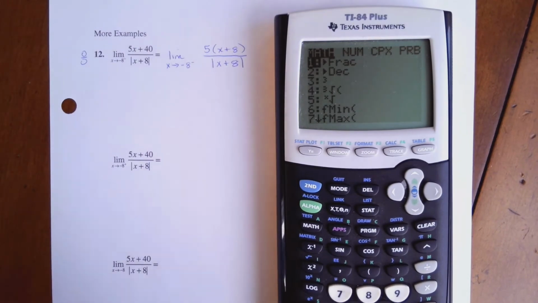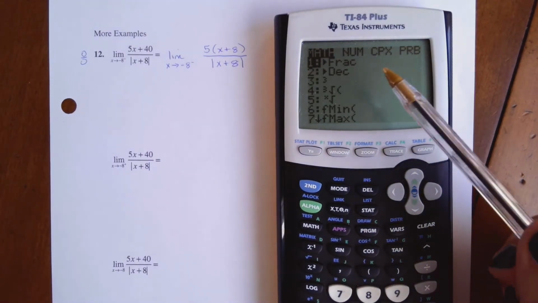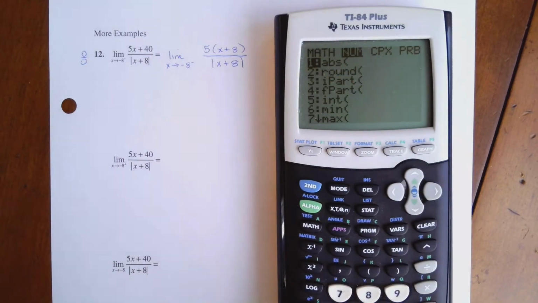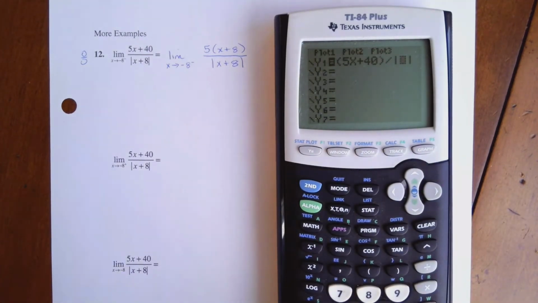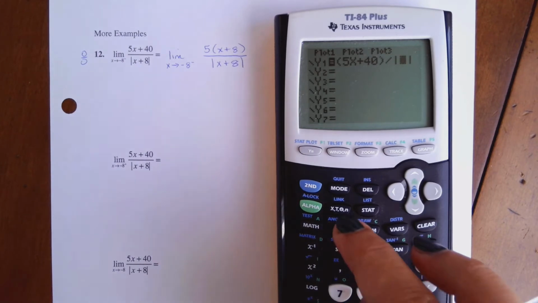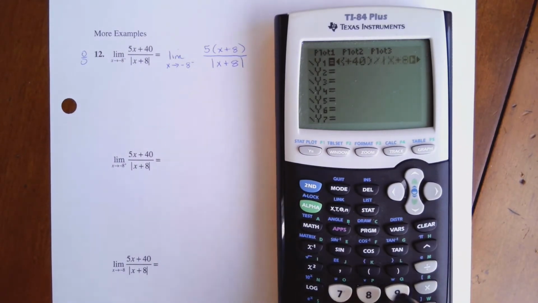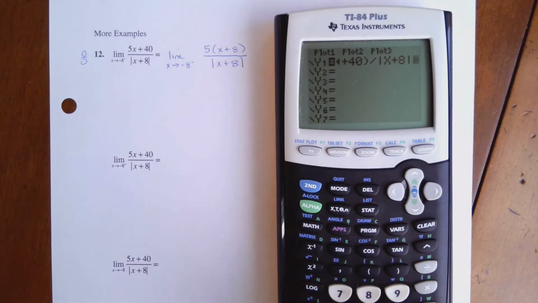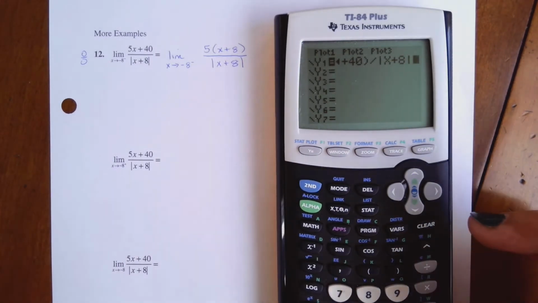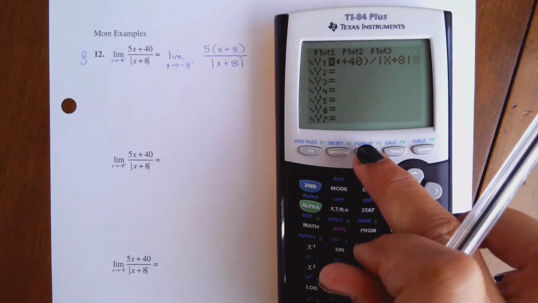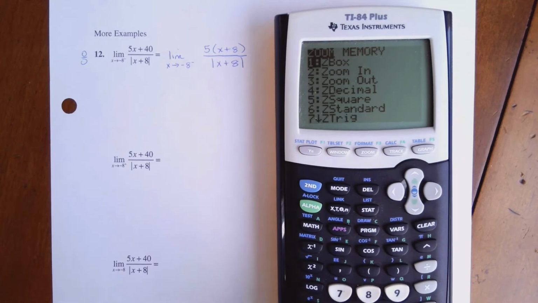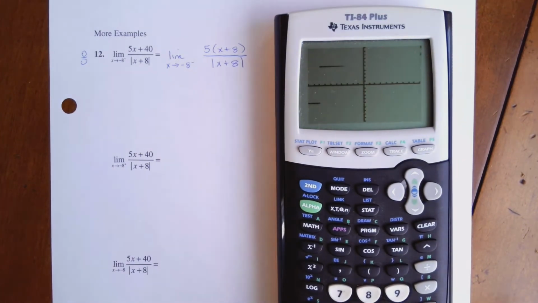On the math function, you go over to num, and the very first one is absolute value. Then I'm going to put in x plus 8, and then arrow out of the absolute value signs. Now if I look at the graph, I'm just going to do zoom 6 to go back to my standard 10 by 10 window, because I don't know what I graphed before.